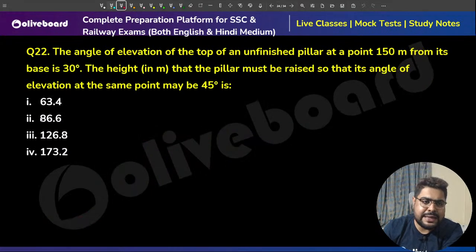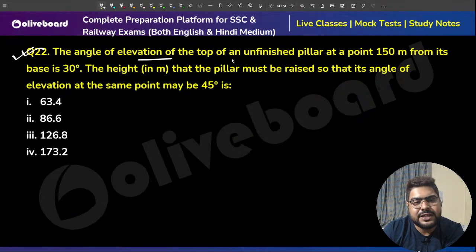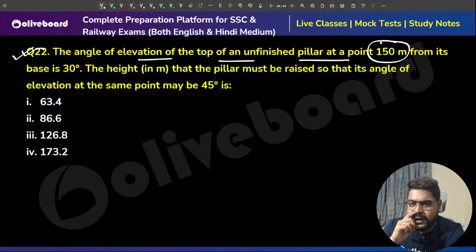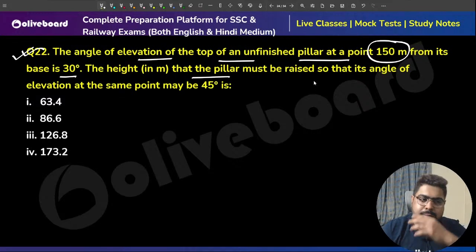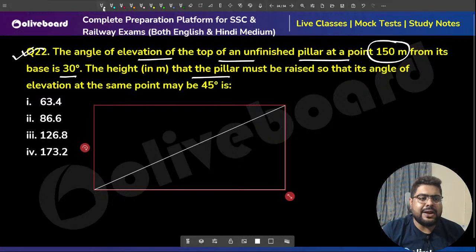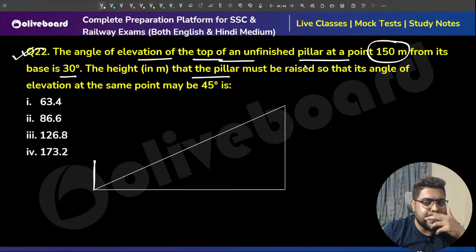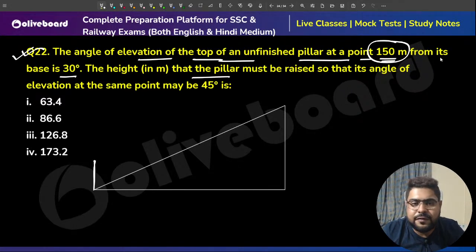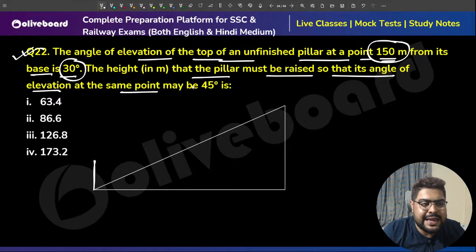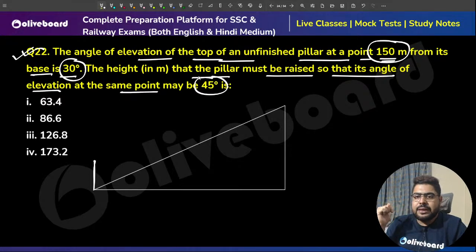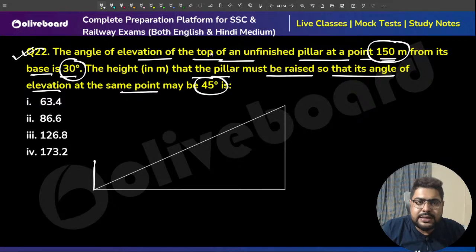Very simple. Next one, sir: the angle of elevation of the top of an unfinished pillar at a point 150 meters from its base is 30 degrees. The height of that pillar must be raised so that the angle of elevation of the top may be 45 degrees.